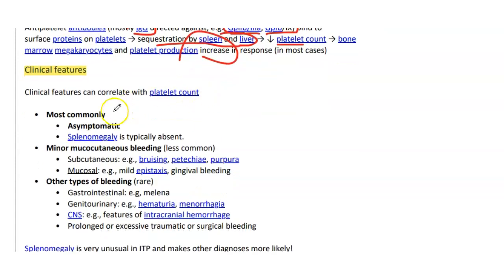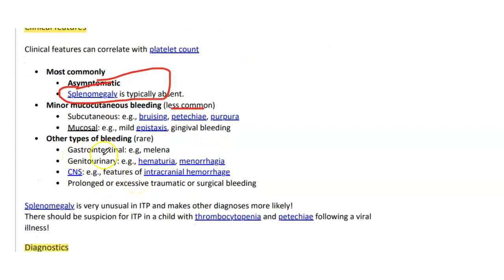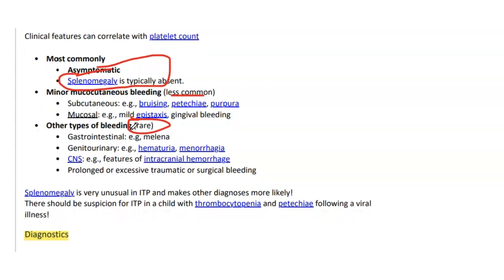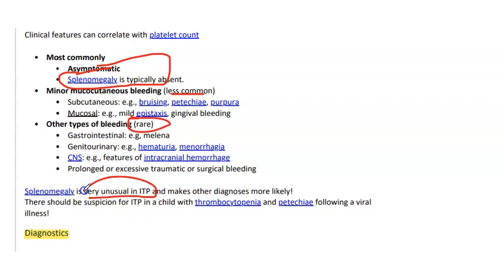Clinical features can correlate with platelet count. Most commonly, patients are asymptomatic, and remember that splenomegaly is typically absent in ITP. Minor mucocutaneous bleeding is less common, and if present, appears as bruising, petechiae, purpura, and mucosal bleeding like epistaxis and gum bleeding. Other types of bleeding like GI bleeding, genitourinary bleeding like hematuria, heavy menstrual bleeding, CNS features of intracranial hemorrhage, and prolonged or excessive traumatic or surgical bleeding are rare. Splenomegaly is very unusual in ITP and makes other diagnoses more likely. There should be suspicion for ITP in a child with thrombocytopenia and petechiae following a viral illness.